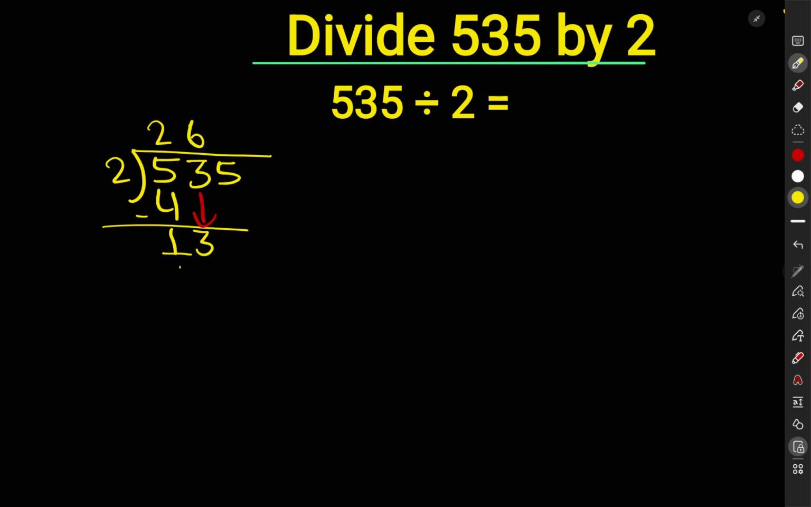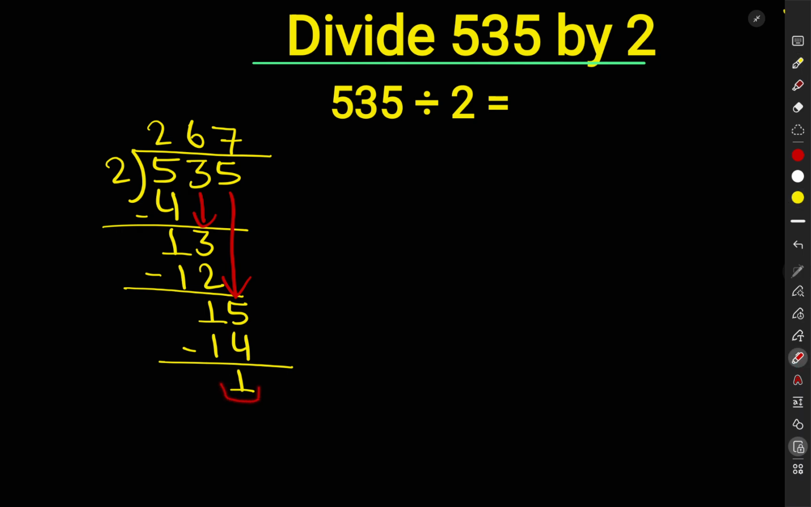2 times 6 is 12. On subtracting we get 1. Again we put down this 5 and it is 15. 2 times 7 is 14. On subtracting we get 1.